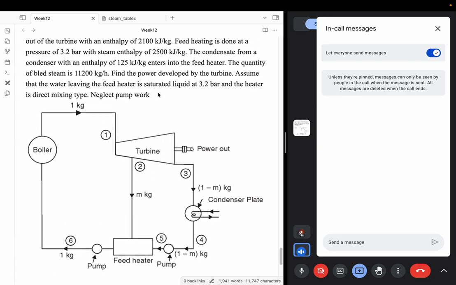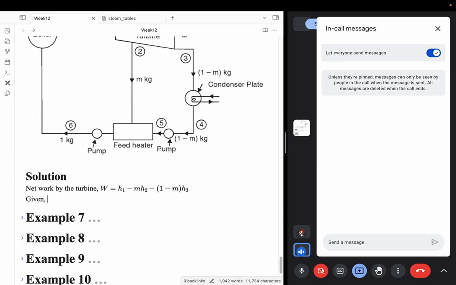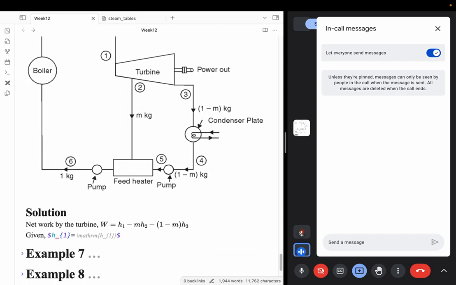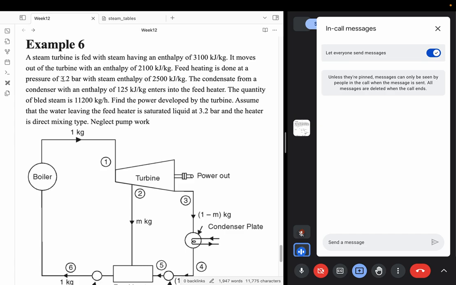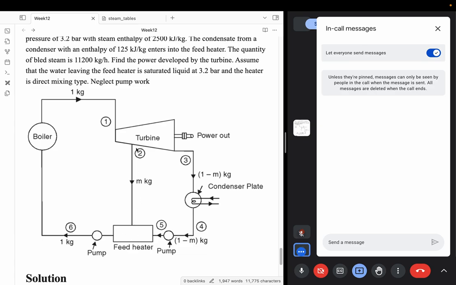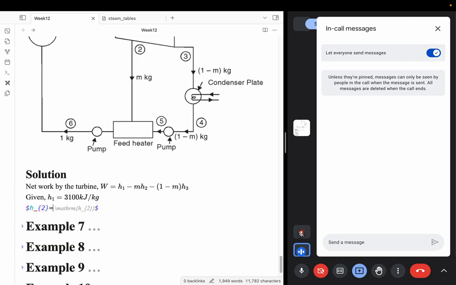So what are the values that are given in the problem? Do I know H1? The steam turbine is fed with steam having an enthalpy of 3100, so it is already given to me that H1 is 3100. And then do you know the value of H2? It says that the feed heating is done at a pressure of 3.2 bar with the steam enthalpy of 2500 kilojoule per kg. The feed heating is done by the outlet of this stage, so this state is equal to this state, and that is state 2. The enthalpy of state 2 is given as 2500 kilojoule per kg, so it is already known.